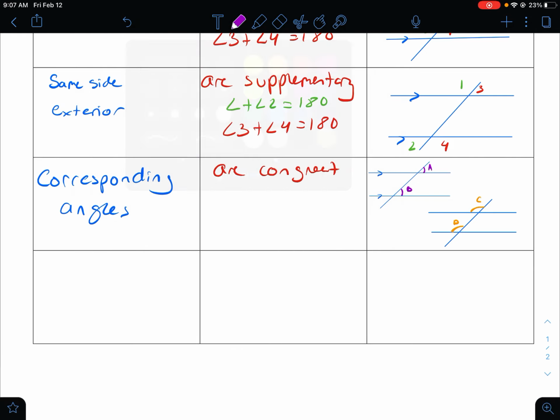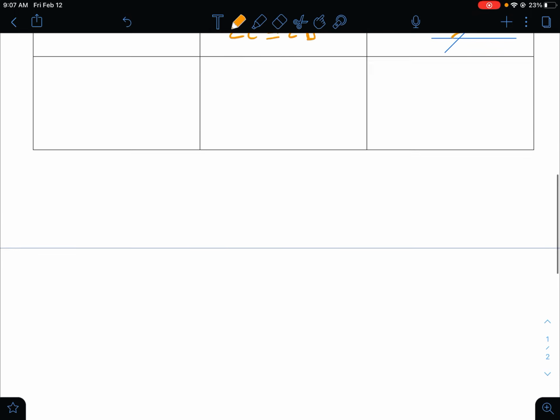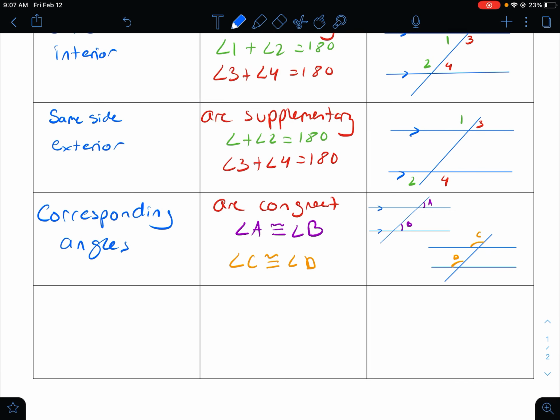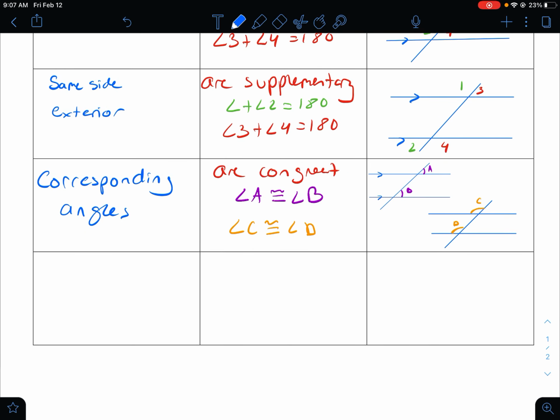So we could say angle A is congruent to angle B, and we could say angle C is congruent to angle D. All right, and then, of course, I guess we did talk about vertical and supplementary angles already, so I guess we can make 2 more boxes. I miscounted. So we'll say vertical angles. So we know those are congruent.